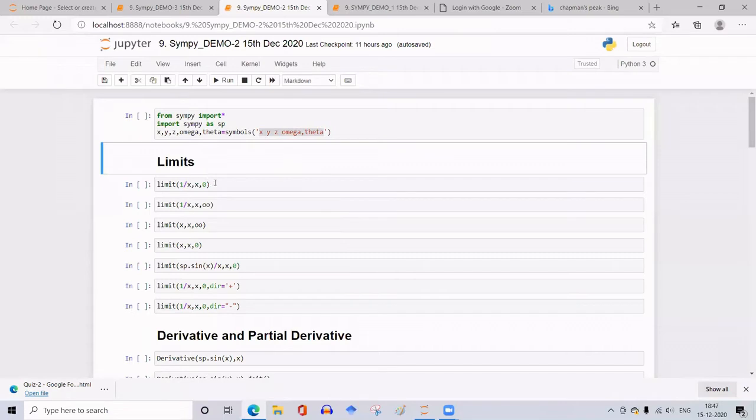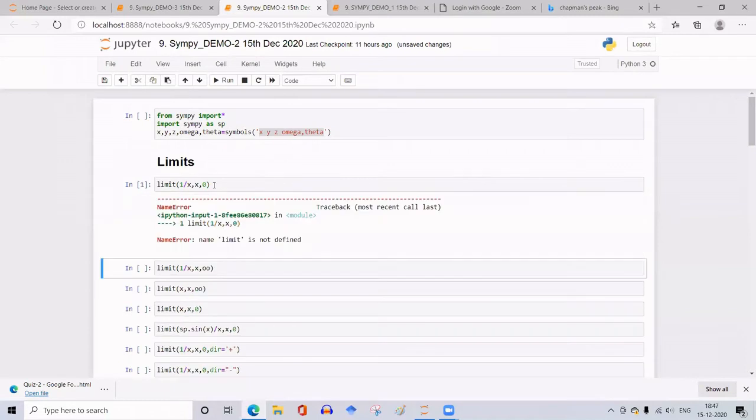So now in the first example of limits, I'm taking 1 over x, and in the limit, as this variable x tends to 0. So limit 1 by x as x tends to 0. What is the answer for this? 0. Zero.